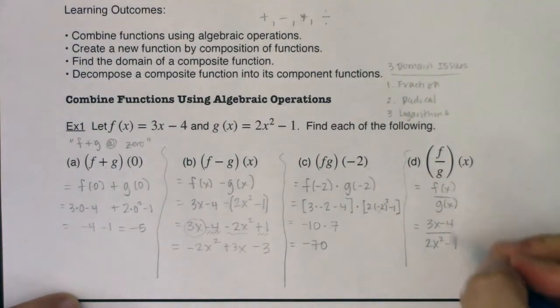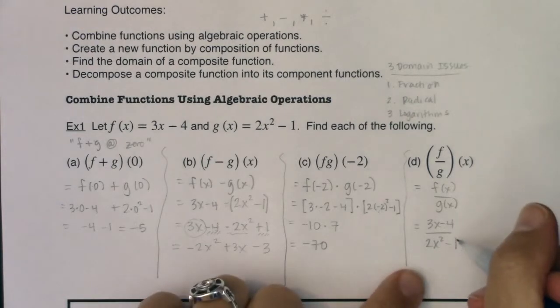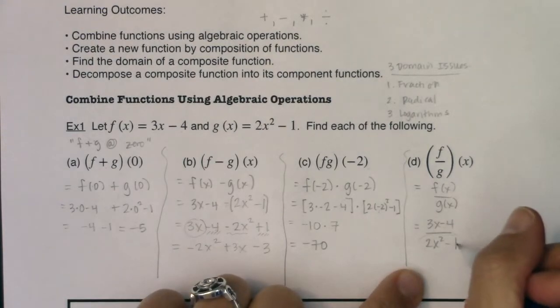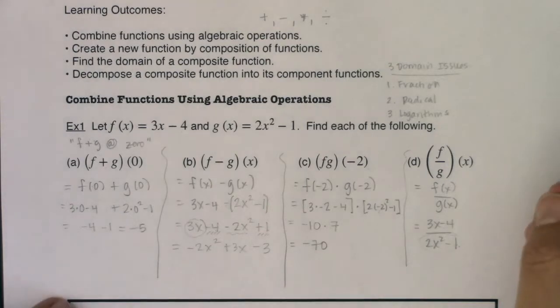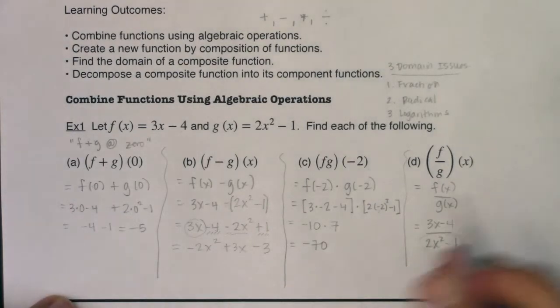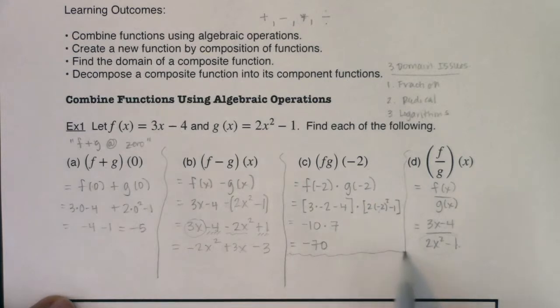Now, we are introducing a fraction here. You see, I have a problem. I have to be careful. I can't let that denominator be equal to 0. So where is 2x squared minus 1 equal to 0? Well, I'm going to cram it in here. I don't have a ton of space. So let me push it down here. When is 2x squared minus 1 equal to 0?